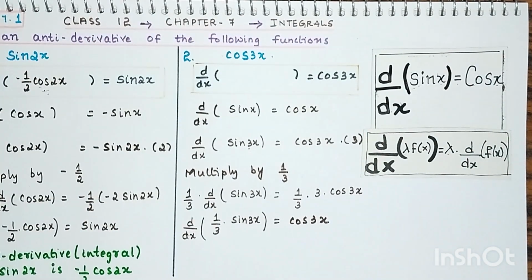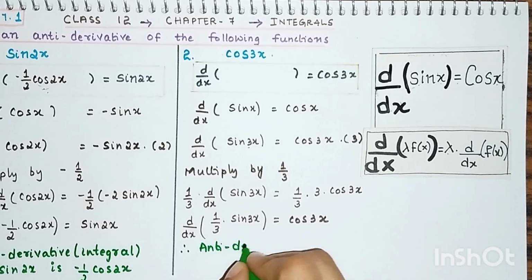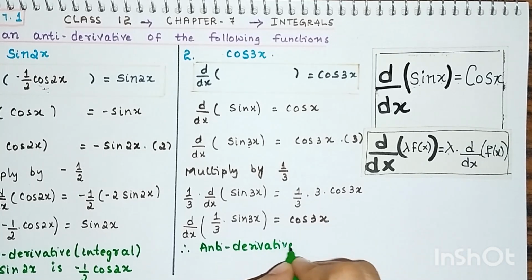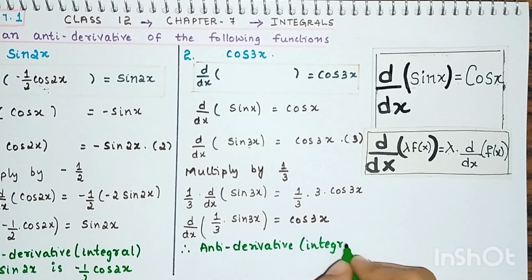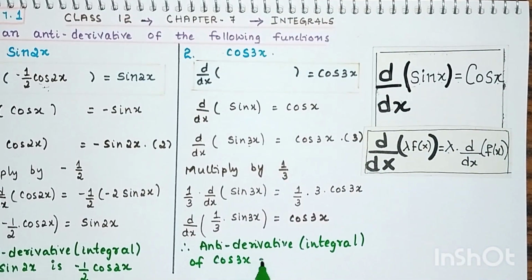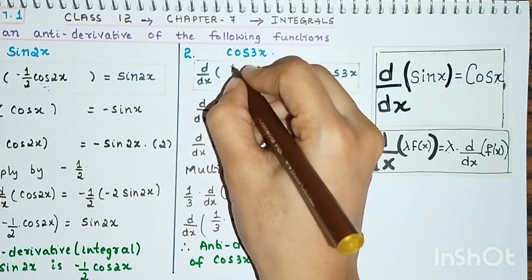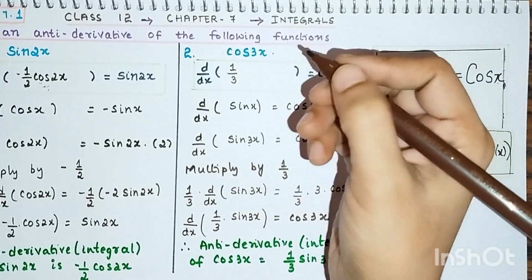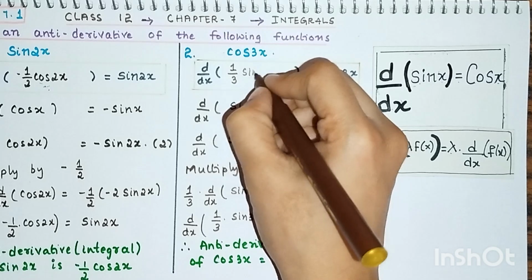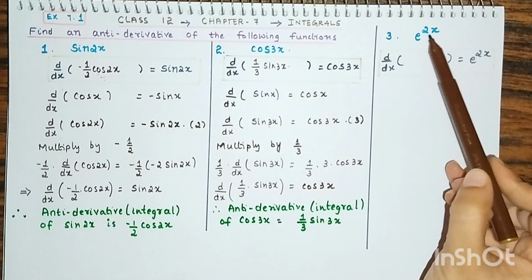So we will write the conclusion. Therefore, the antiderivative, or integral, both are the same, of the given cosine 3x function is equal to 1 by 3 sine 3x. Okay. So let us fill in the blueprint. It is 1 by 3 sine 3x. Now the third function, e to the power 2x.